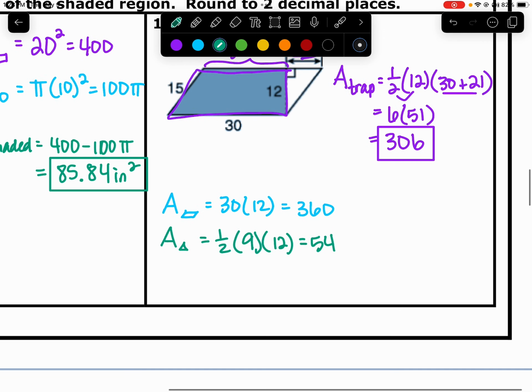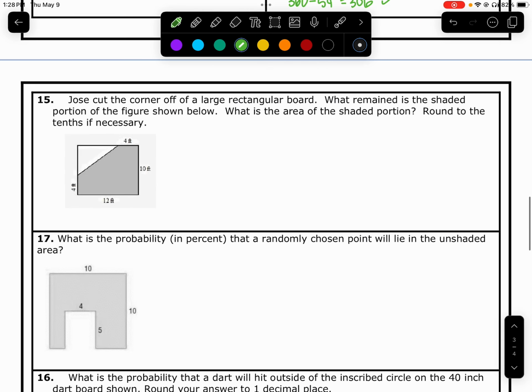And then you would subtract. So 360 minus 54 still gives you 306. Okay. Number 15, Jose cut the corner off a large rectangular board. What remained is the shaded portion. What's the area of the shaded portion?